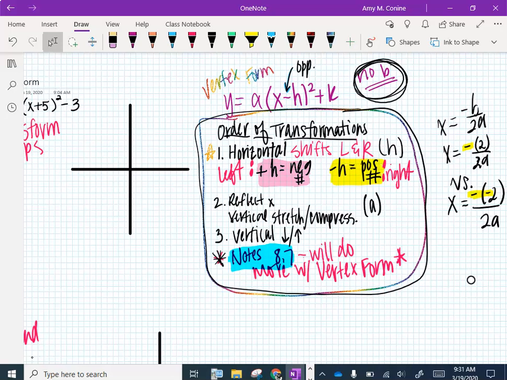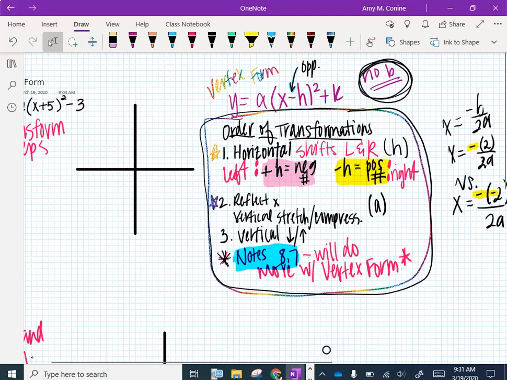So the second thing we're going to take a look at is this reflect over x and stretch and compress. That's your A. That's the A in front. So this A right here is the same as the A that's in your trinomial, and you're going to see that in this example. So that's the A. The reflect tells you if you're going to reflect or not. And then the stretch or compress, you'll see if you have to do that.